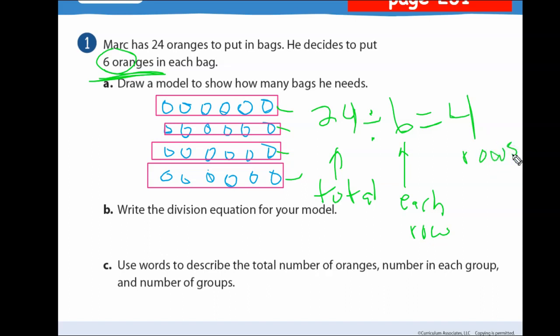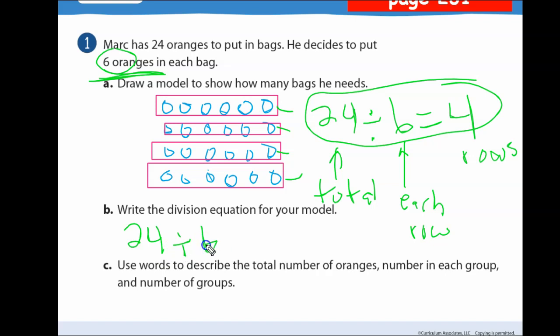It says write the division equation for your model. We just did this. There's my division equation. 24 divided by 6 equals 4. It says use words to describe the total number of oranges, number in each group, and the number of groups. Well, we just did that. There are 6 in each group, or in this case, in each row. Okay, and there are 4 groups.